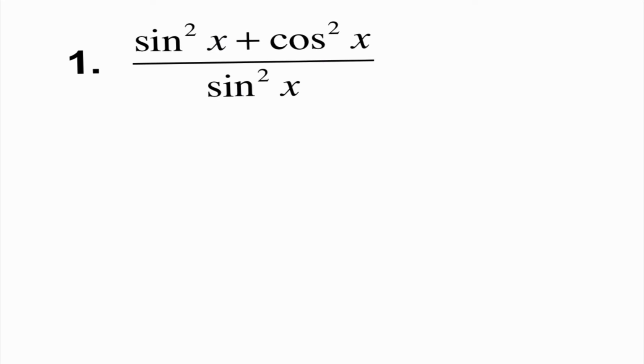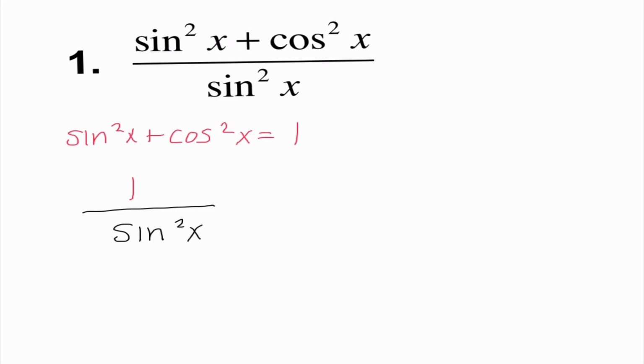The first way that I would do it is, I know the first thing I'm always looking for is a Pythagorean identity, and I see this sine squared plus cosine squared. I know sine squared plus cosine squared is equal to 1. So I'm going to replace sine squared plus cosine squared with 1, and I get 1 over sine squared. Now I know I'm not done yet because I have a fraction.